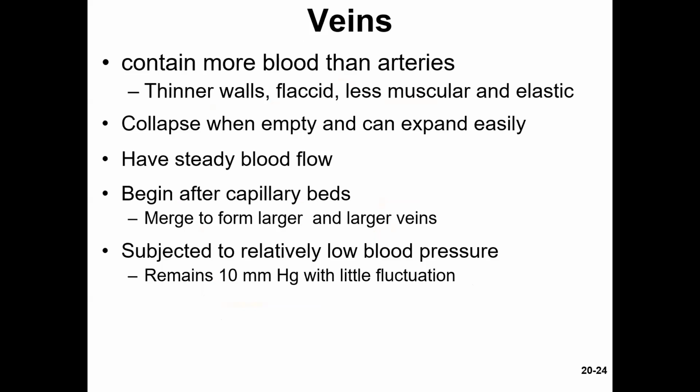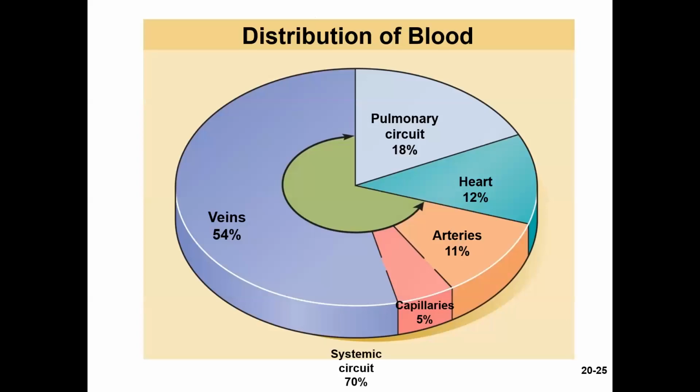Interestingly, veins contain more blood than arteries. They have thinner walls, they are flaccid, and they have less muscular and elastic tissue. The veins actually collapse when they're empty and can expand easily. They have a steady blood flow. They begin after the capillary bed and they merge to form larger and larger veins. They're subjected to relatively low blood pressure, which remains at 10 millimeters of mercury with little fluctuation. So that 10, pretty constant in those veins.